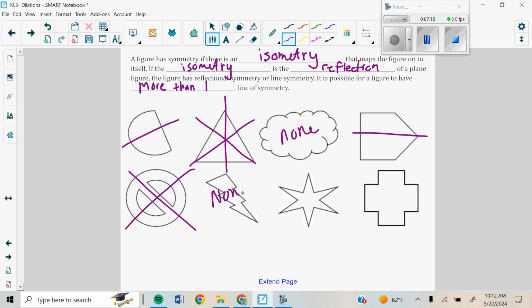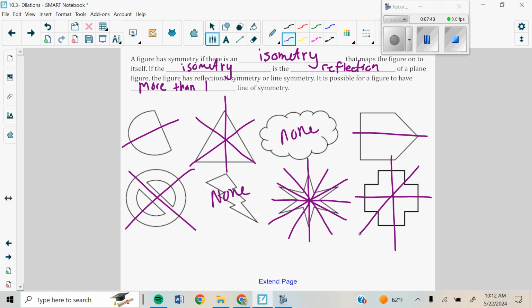So there's none. And this star figure, not all stars are symmetric, but this one we have line symmetry here and here. And we have ones here. So we're up to 3, 4, and we can go 5 and 6. That one has a lot. We have 6 lines of symmetry. And then if we look at our little cross symbol, we can go this way or this way. Those are the nice easy ones. We also can go diagonally through this one. So we have 4 there.